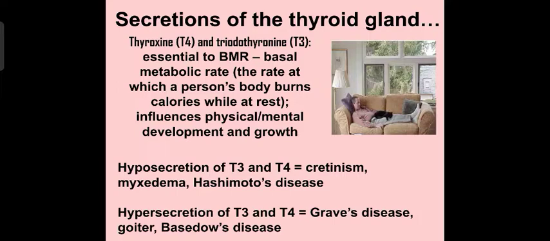Now, Graves' disease. Hypersecretion of thyroxine is related with Graves' disease, also called exophthalmic goiter. It is characterized by an increased rate of heartbeat, increased metabolism, increased appetite, loss of weight, increased nervous irritability, shortness of breath, and mainly protrusion of the eyeballs.